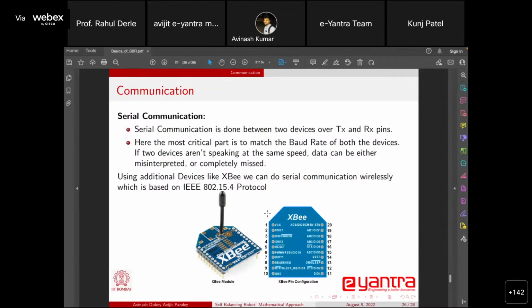A Zigbee module is basically a serial communication device which will take data from a microcontroller and transmit it to another Zigbee module, which is connected to your laptop or some third microcontroller. This way you can do wireless communication between two robots very easily.